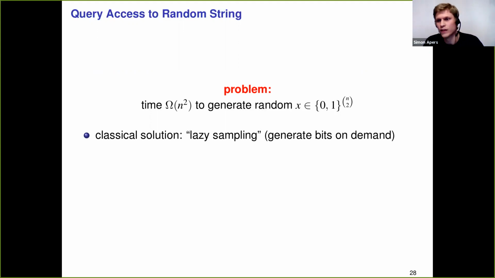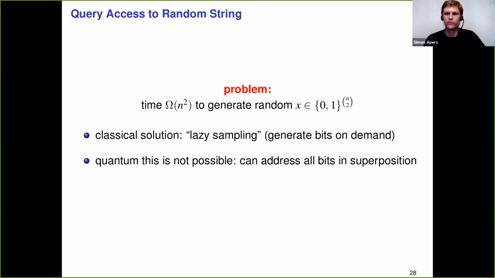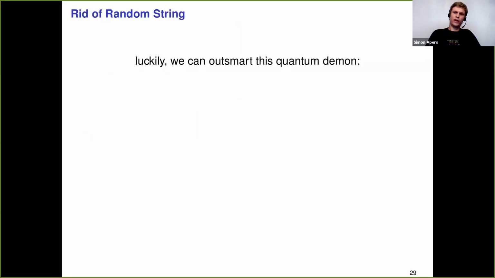Classically, it's not too hard to deal with that, because you can always assume that you have access to a very long random bit string without effectively having it, by just generating a uniformly random bit whenever you query for a bit. This is called lazy sampling, and that's not too hard. But quantumly, we cannot do that. What we can do is queries in superposition. So we can kind of address all bits in superposition, and we cannot be that lazy like we can be classically. But as it turns out, we can still outsmart this sort of all-powerful quantum demon.